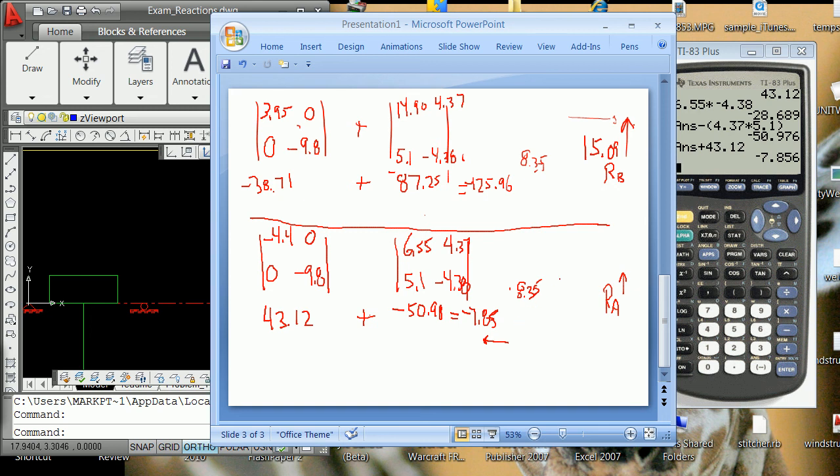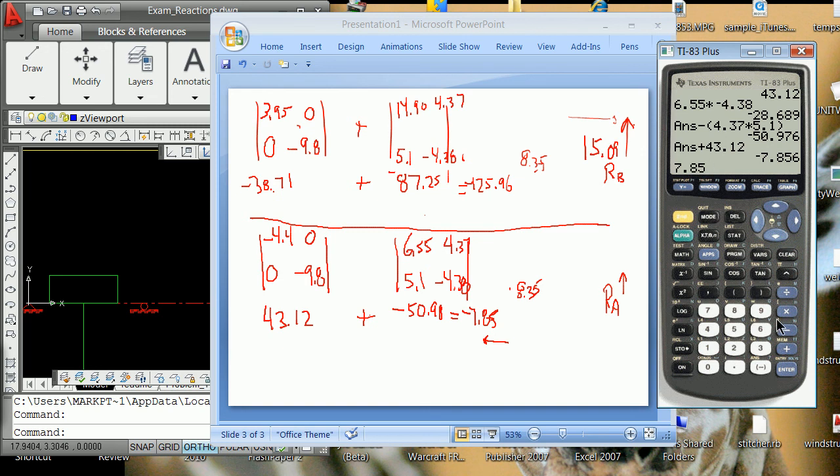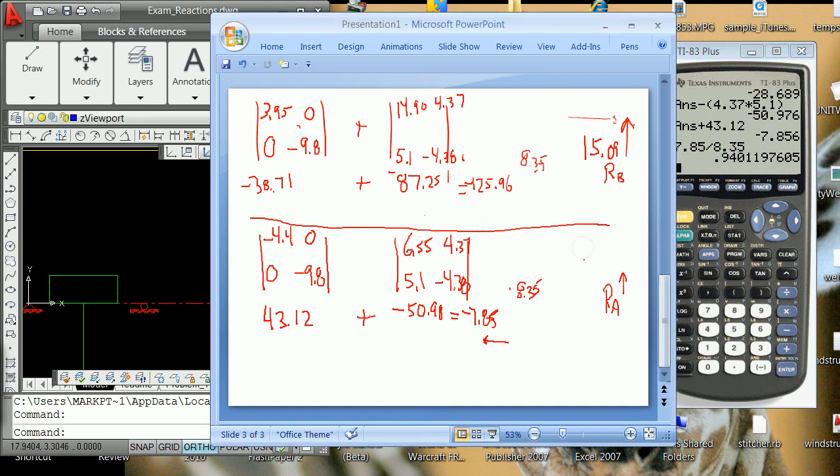So we're going to take 7.85 divided by 8.35, and you get an answer of 0.94. The reaction is 0.94. Now this is at one point where sometimes it's better to not aggregate, because you don't know whether this is positive or negative when you're doing it in this method.